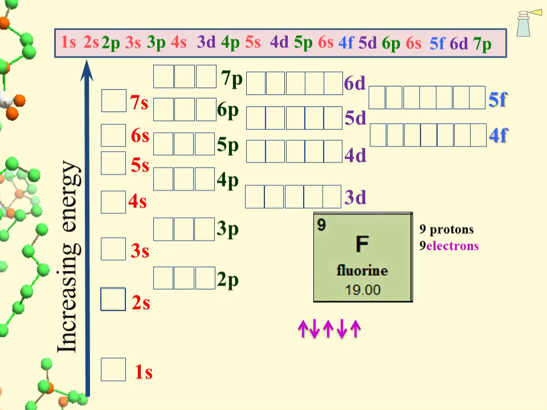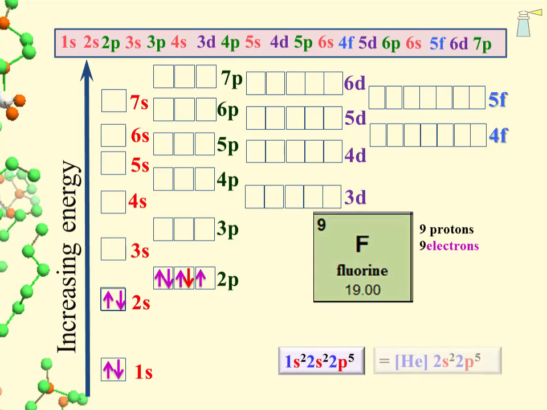Fluorine, 9 protons, 9 electrons. The first pair goes in the 1s, the second pair in the 2s. 3 electrons go into their own equal energy 2p orbitals, leaving 2 electrons. The first electron pairs with the first of the 2p orbitals. The second electron pairs with the second 2p orbital. 2 of the 3 2p orbitals are filled. The last one is half filled. 1s2, 2s2, 2p5. It looks like one more electron will produce a fully filled set of 2p orbitals.